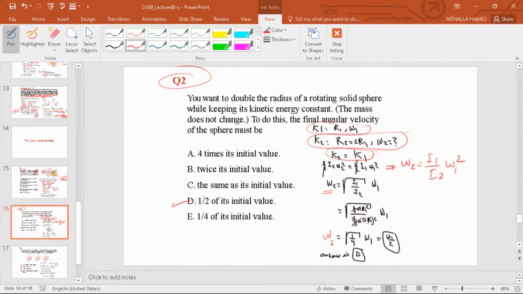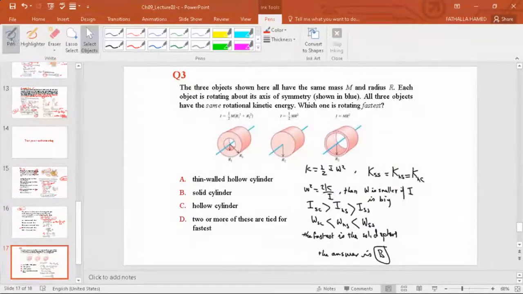If you keep the kinetic energy the same, but you change your moment of inertia, definitely your angular speed will change, and that's the situation we have to deal with. Is this clear? Any question on this? Good. Okay. I think we'll deal with this question here.